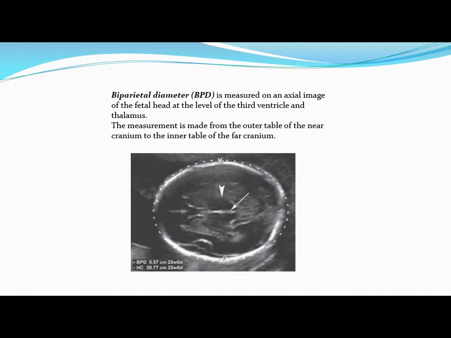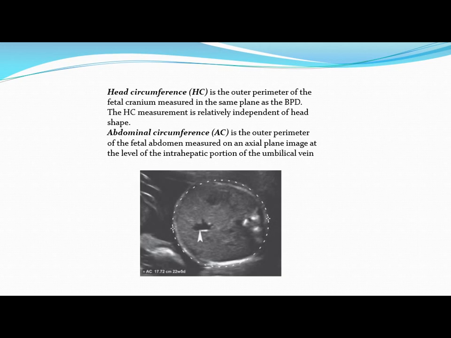Biparietal diameter is measured on an axial image of the fetal head at the level of the third ventricle and thalamus. The measurement is made from the outer table of the near cranium to the inner table of the far cranium. Head circumference is the outer perimeter of the fetal cranium measured in the same plane as the BPD. The head circumference measurement is relatively independent of the head shape, while BPD is affected by the head shape.